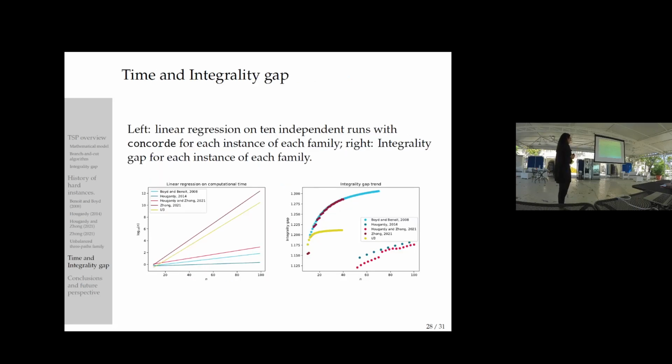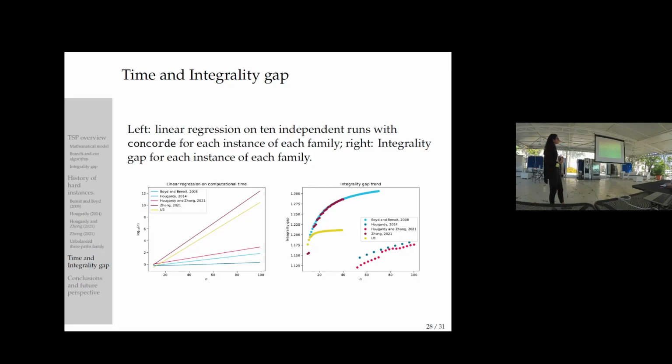Okay, so at the beginning I started by saying that we can imagine that if we have a high integrality gap, we have to do a lot of branching, and so the instances turn out to be harder. This was our original idea.